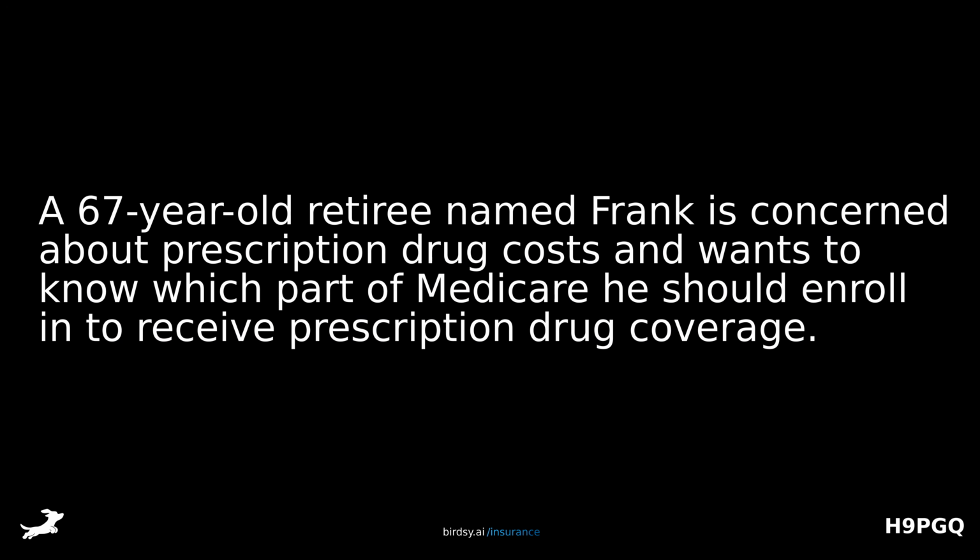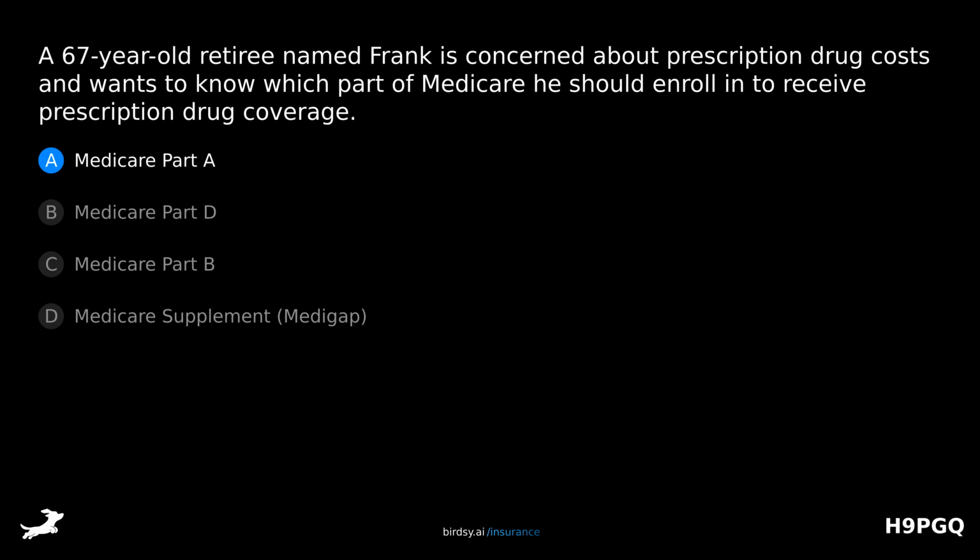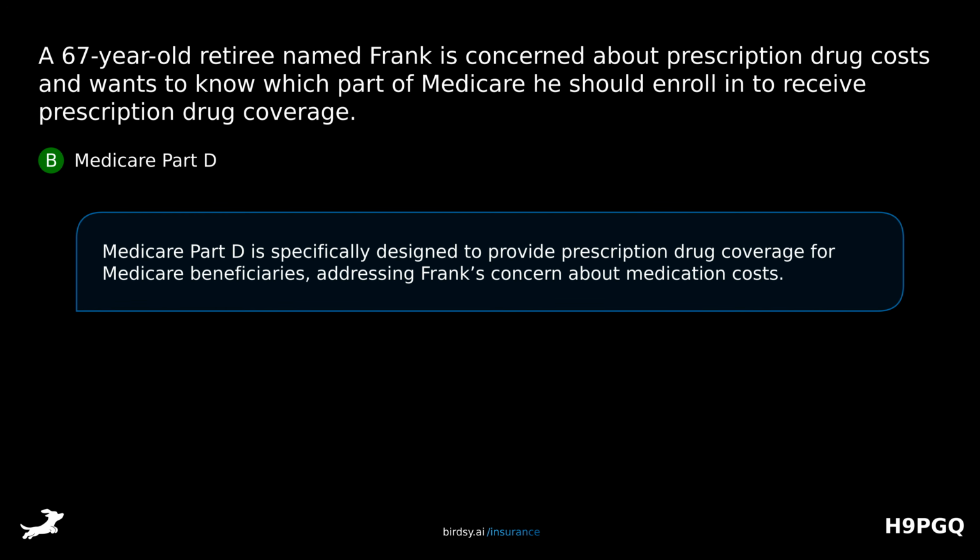A 67-year-old retiree named Frank is concerned about prescription drug costs and wants to know which part of Medicare he should enroll in to receive prescription drug coverage. Is it A. Medicare Part A, B. Medicare Part D, C. Medicare Part B, or D. Medicare Supplement, Medigap? The correct answer is B. Medicare Part D. Medicare Part D is specifically designed to provide prescription drug coverage for Medicare beneficiaries, addressing Frank's concern about medication costs.